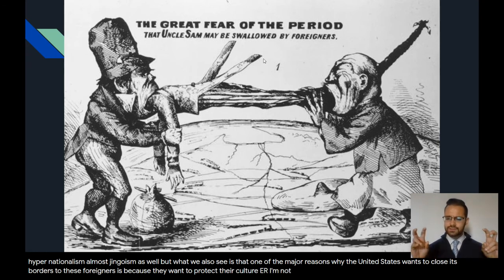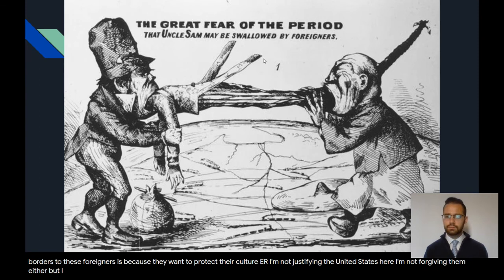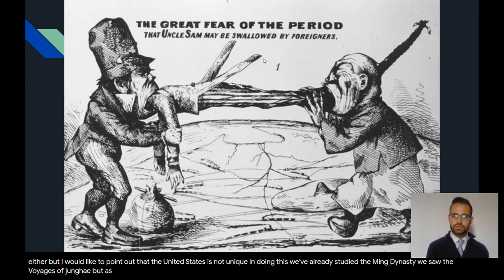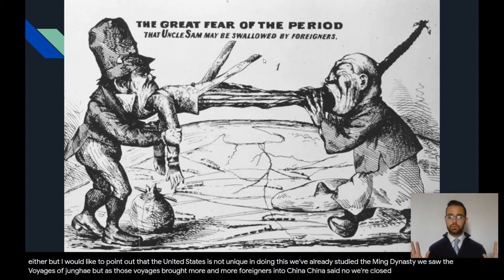I'm not justifying the United States here. I'm not forgiving them either. But I would like to point out that the United States is not unique in doing this. We've already studied the Ming Dynasty. We saw the voyages of Zheng He, but as those voyages brought more and more foreigners into China, China said, no, we're closing our doors to foreigners.